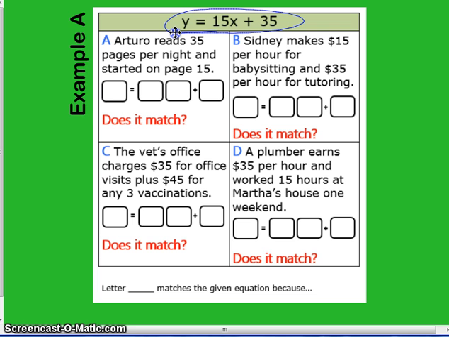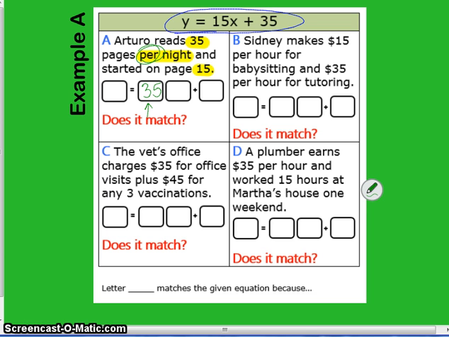So letter A, Arturo reads 35 pages per night and started on page 15. So what I'm going to do is take my highlighter and highlight the important information. So 35 pages per night, and then also he started on page 15. Anytime that I see the word per, it tells me that that is my rate of change. It tells me that it goes right there. So I know that 35 per night would go here.